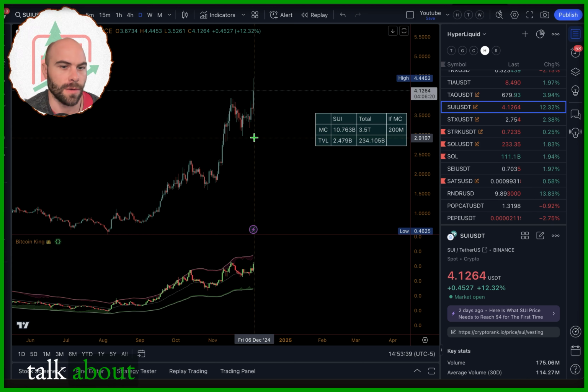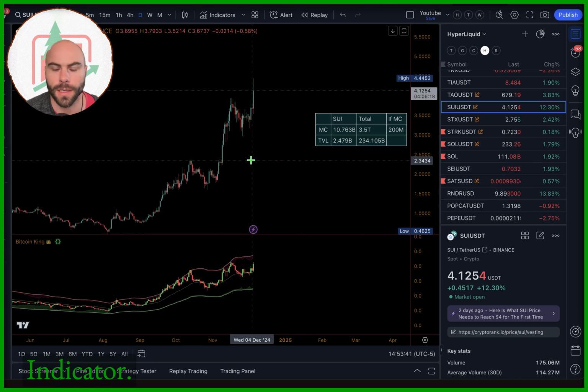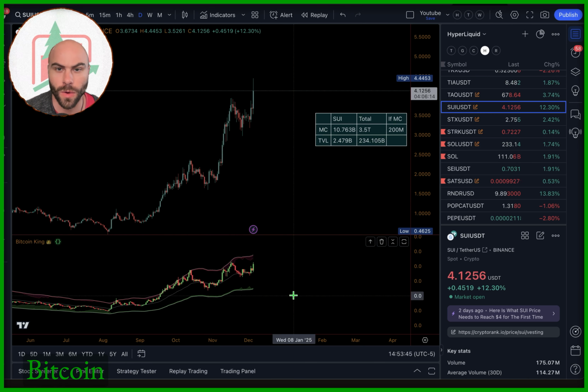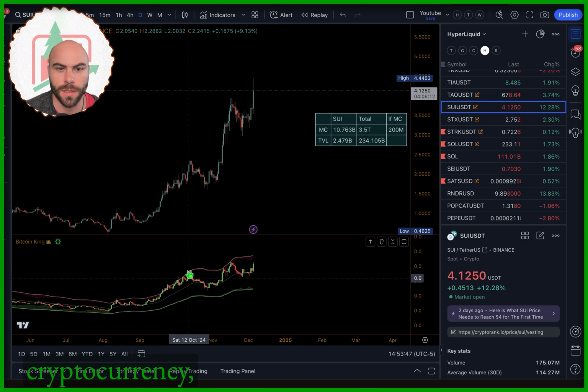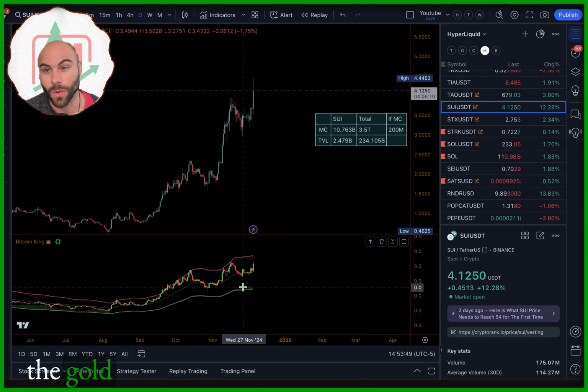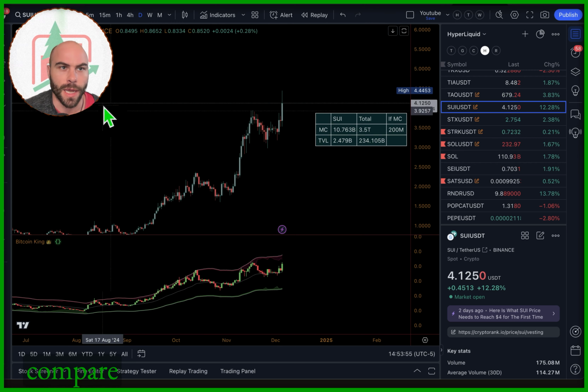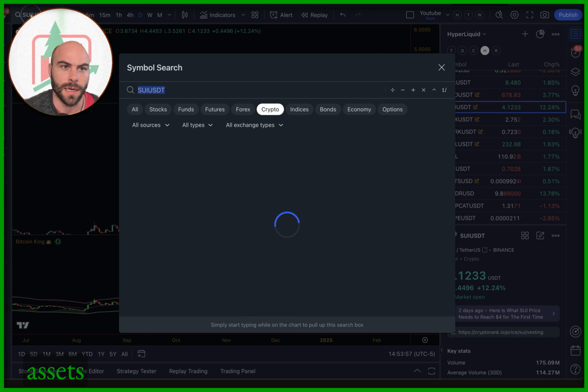Okay, let's talk about the Bitcoin King indicator. Now, I made this indicator so I could get more Bitcoin when I'm trading cryptocurrency, as that is the gold standard right now. In order to do that, I would always compare assets against Bitcoin.